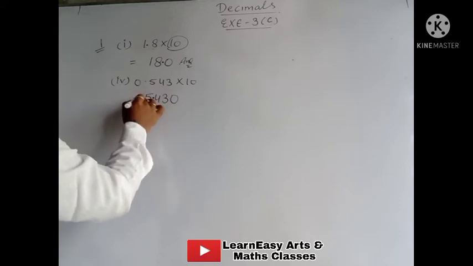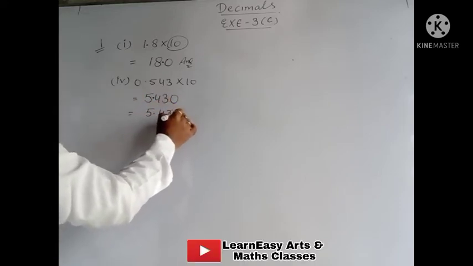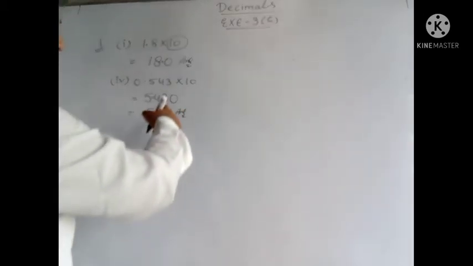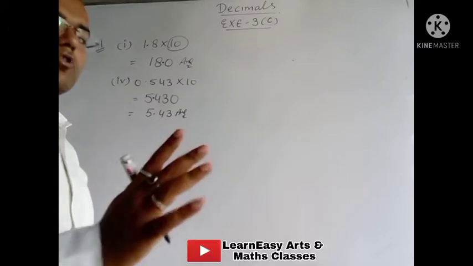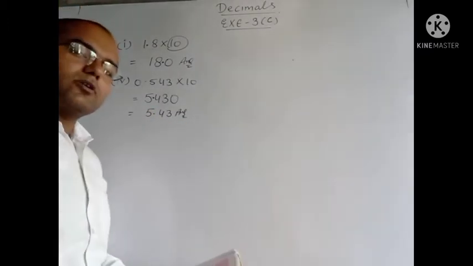So our final answer is this only. Or you can write 5.43 also. No need to write this 0, because at last 0 is there after the decimal. So this 0 does not have any value. So like this you have to do this question number first.